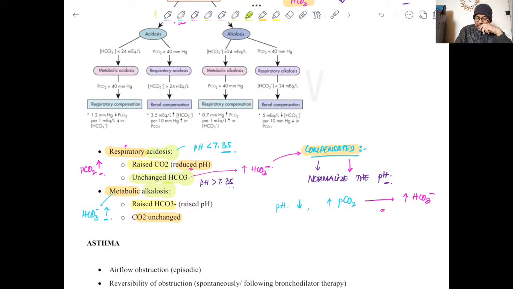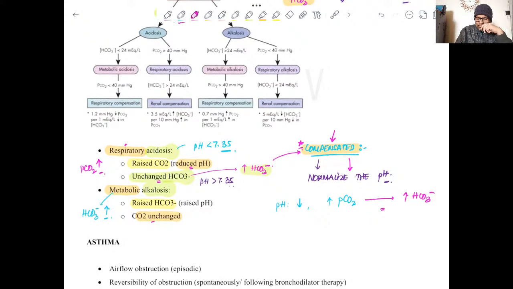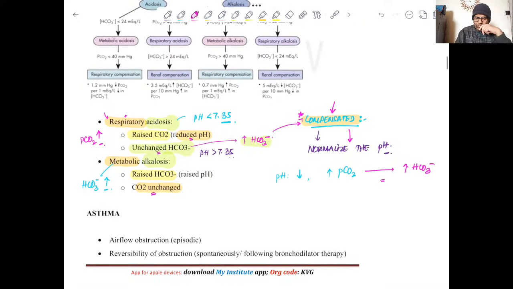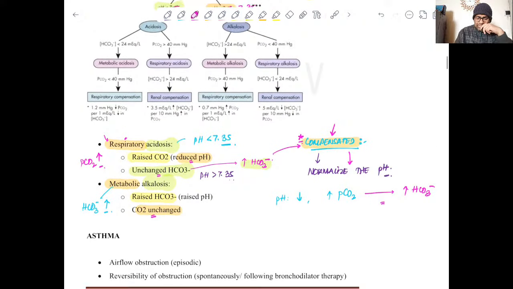So it means the body is trying to compensate. In that particular scenario, you must use the word compensated. Clear? So that is the only clause for the word compensated. Otherwise, if you don't find any change, then it means it is uncompensated, or what we write in simple terms like respiratory acidosis or metabolic alkalosis. Clear? So this is very important, and we always have a question from this segment.